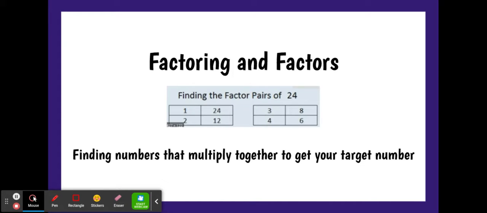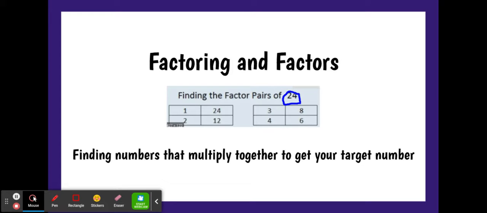Today for our math intervention lesson, we are going to go back and revisit how we factor numbers. Factoring means we are going to find all the numbers that multiply together to get our target number, whatever our target number is. For example, on this first problem, I'm finding the factor pairs of 24. 24 is my target number.